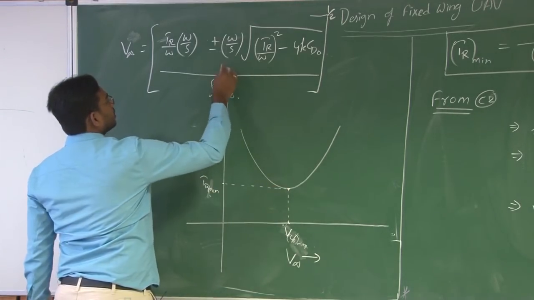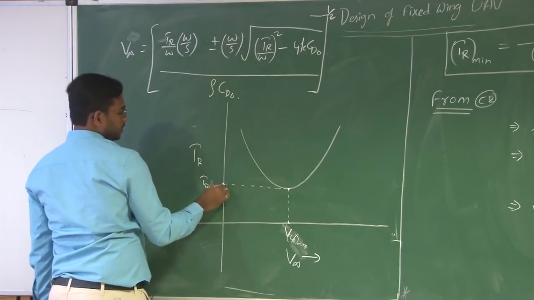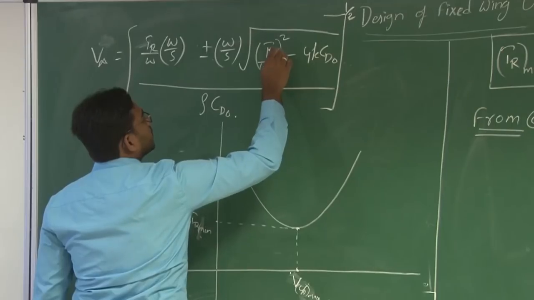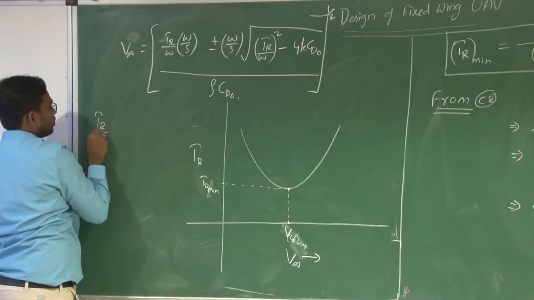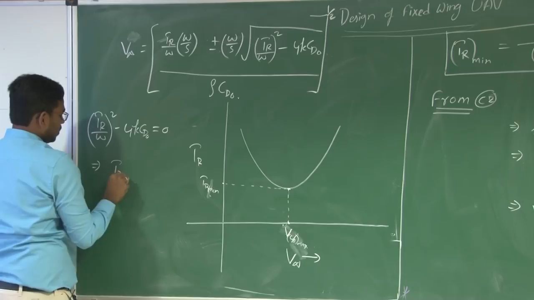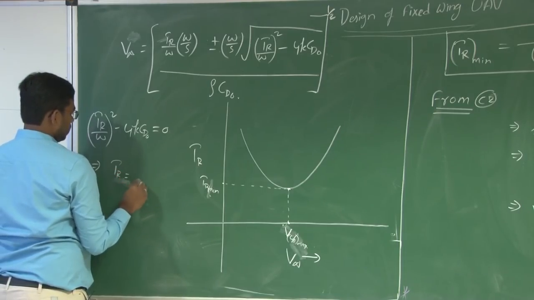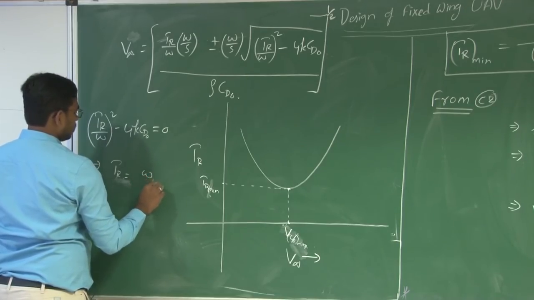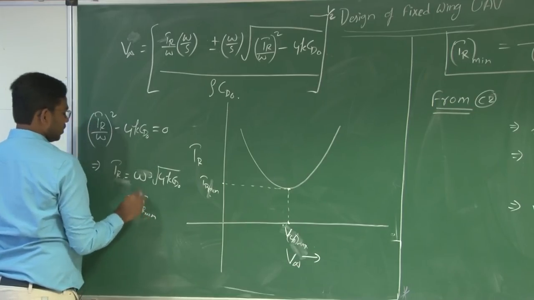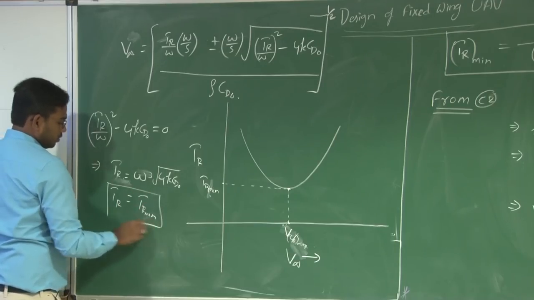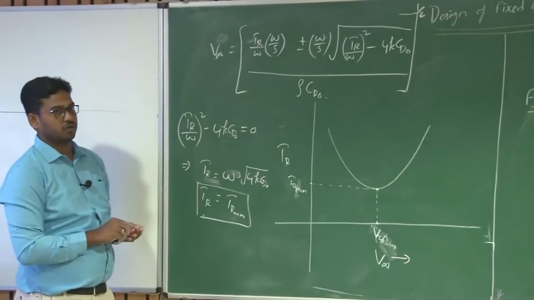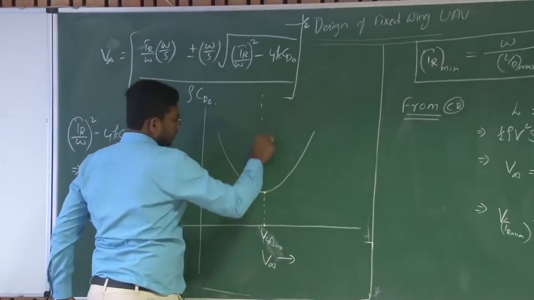Now this particular case is when you have a unique solution. Right? Here for a given thrust required, you have only one velocity, which is the velocity for minimum thrust requirement. That can be achieved when B square minus 4AC equals 0. That is, thrust required by W whole square minus 4K CD naught equals 0. This implies thrust required minimum equals W by W into root over 4K CD naught, which is the condition for minimum thrust required. Right? So the thrust required during this condition is the minimum thrust required, and the corresponding velocity is TR into W by S divided by rho CD naught.